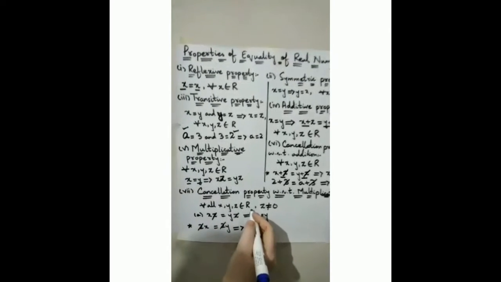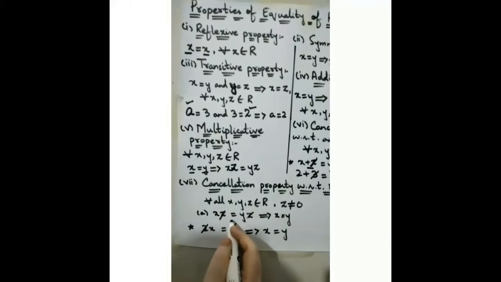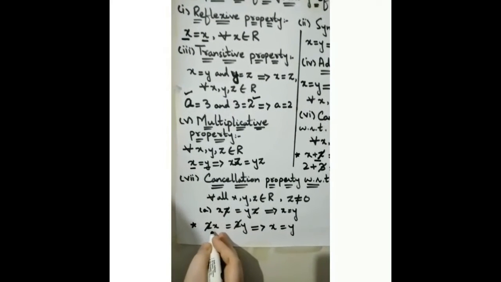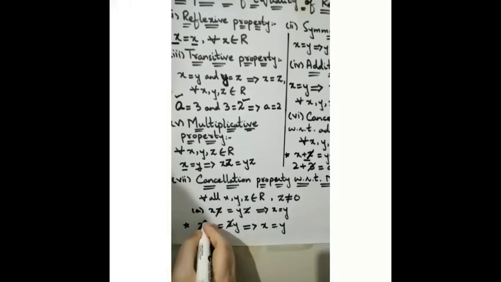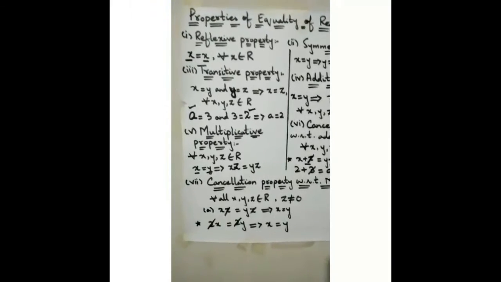Cancellation property with respect to multiplication. For all x, y, z belonging to R, z is not equal to 0, xz is equal to yz. It means x is equal to y. If I have 2x is equal to 2y, I will cancel out 2 from both sides and x will be equal to y.